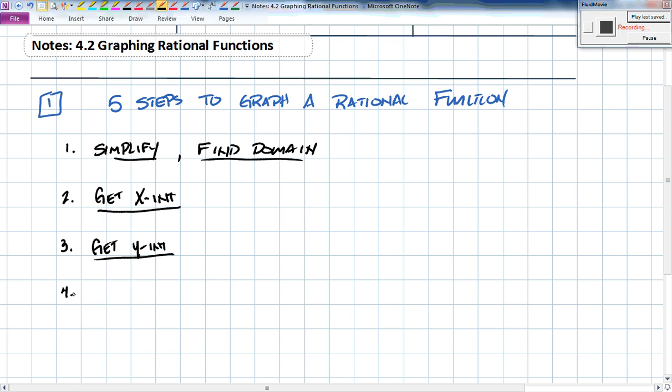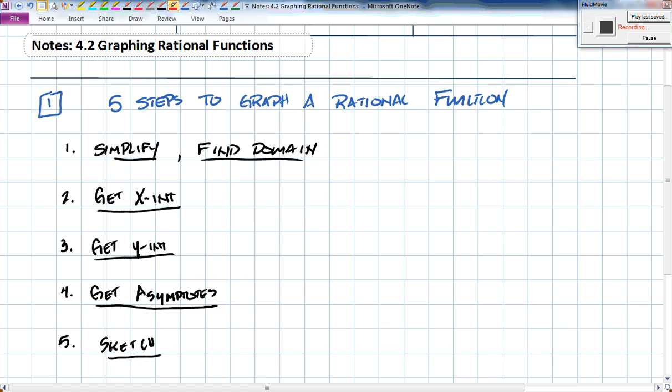Step 4, we're going to get the asymptotes. Step 5, last and least, we're going to sketch. All right, let's now go back and talk about how we get all of these things, because you actually already know how to do all this stuff. You just never put it together in this sort of process.